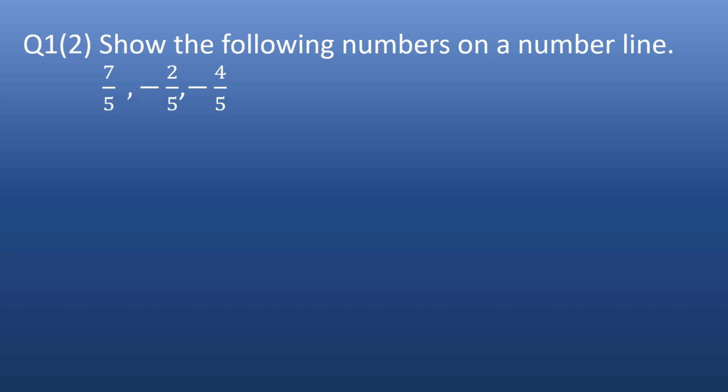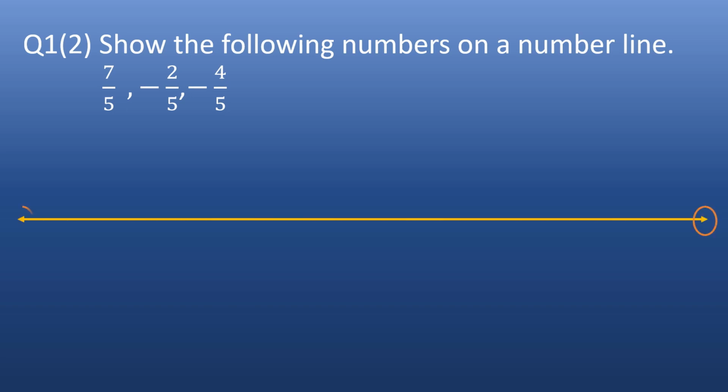Practice set 1.1, question 1, sub-question 2. Plot rational numbers 7 by 5, minus 2 by 5, minus 4 by 5 on the number line. Step 1. Draw line and show line by arrowheads on both sides.